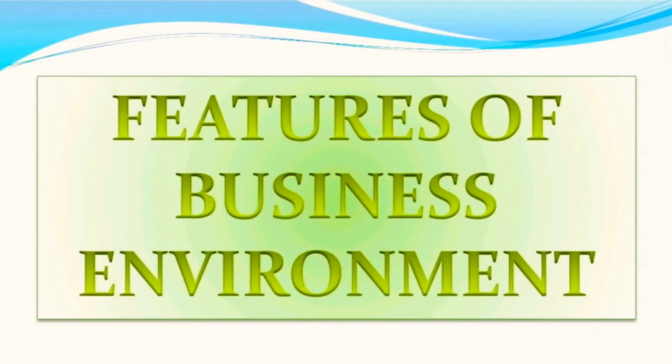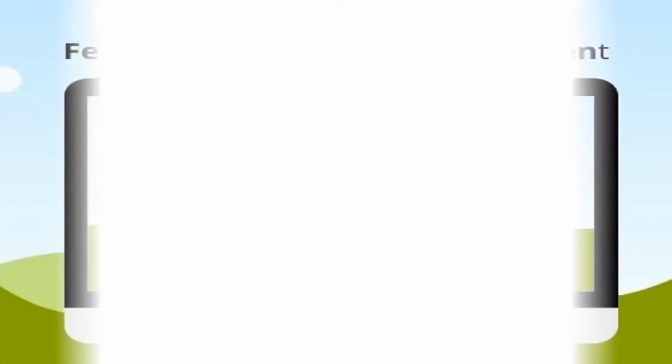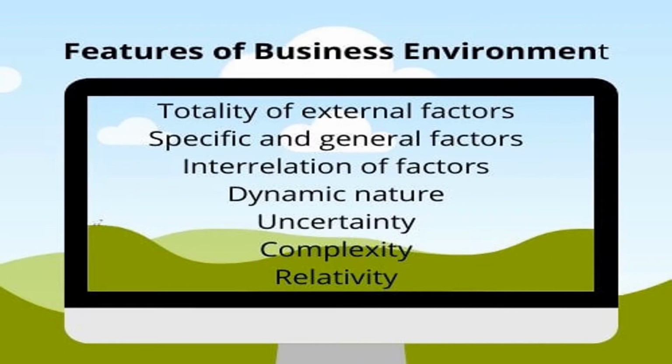Now we have already completed the meaning of business environment. Next, the features of business environment, six or seven features. Again, I'm going to mark it here. It is very important for an 8 marker. The first one is totality of external factors, specific and general factors, interrelation of factors, dynamic in nature. By now you know what dynamic in nature is: ever changing, because I've already taught that to you in the first chapter.